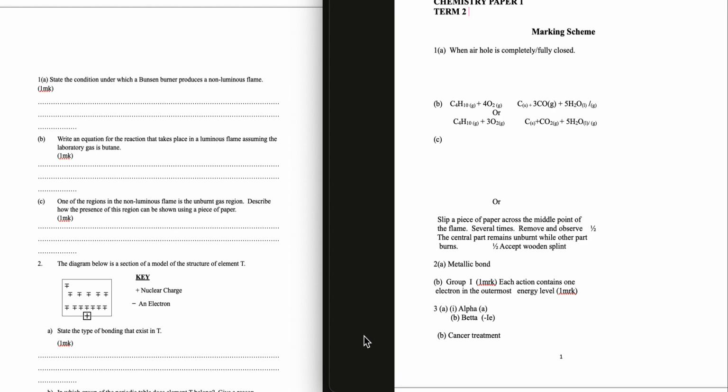Question 1a, state the condition under which a Bunsen burner produces a non-luminous flame when the air hole is completely closed. Question 1b, write an equation for the reaction that takes place in a luminous flame, assuming the laboratory gas is butane.